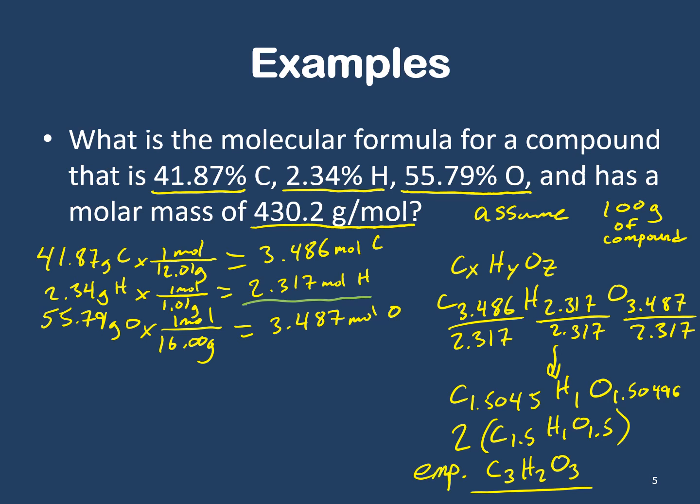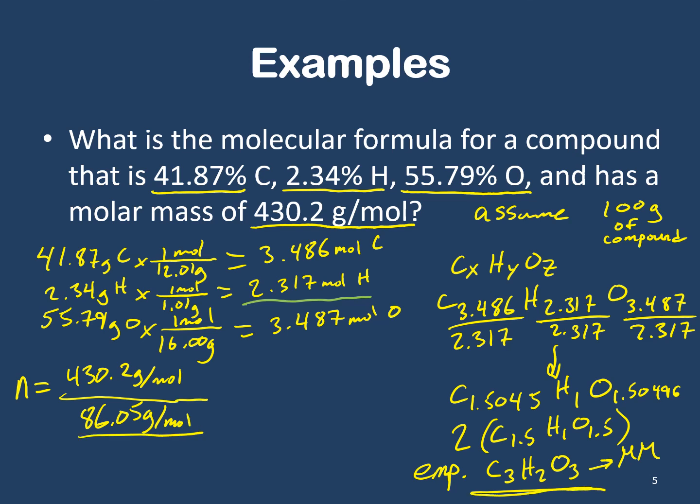Now, after getting the empirical formula, I want to calculate N, which we know is the molar mass of the molecular formula, which we're given as 430, divided by the molar mass of this empirical formula, which we can calculate by just taking the molar mass of carbon times 3 plus the molar mass of hydrogen times 2 plus the molar mass of oxygen times 3. And we should get 86.05 grams per mole. This is the molar mass of our empirical formula.